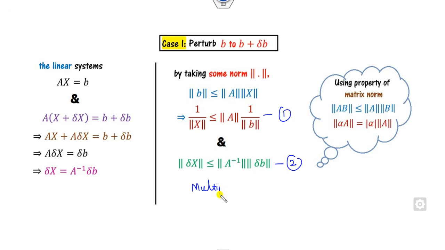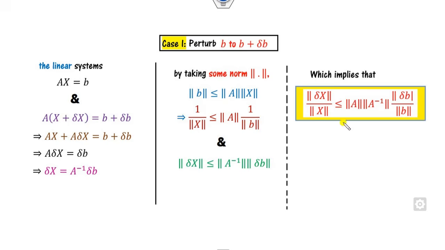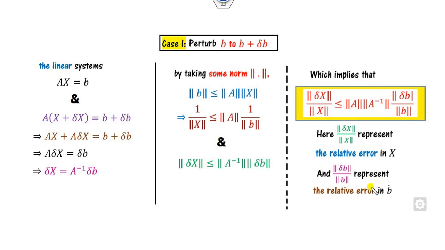I can multiply equation number 1 and equation number 2. You will get this, the required expression. What is that? This is the relative error in X, this is the relative error in B, and this is a bound of the relative error. Fine, this is when you make a small change, when you perturb the right hand side vector.